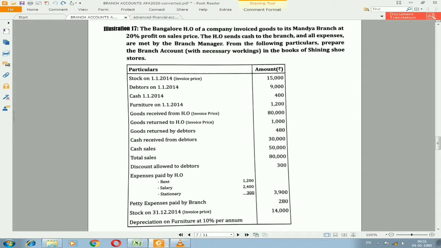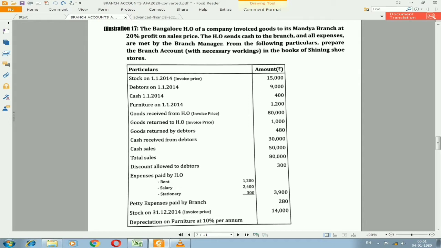In this illustration, Bangalore is the head office where it is located and Mandya is the branch. For them, the head office is sending goods at invoice price, which is 20% profit on sales. Then the head office sends cash to the branch and all expenses are met by the branch manager. Almost all the expenditures will be paid in cash sent by the head office, but some expenditures will be paid by the branch manager itself, that we are going to see in the illustration.